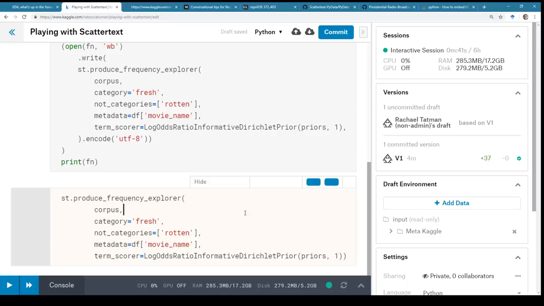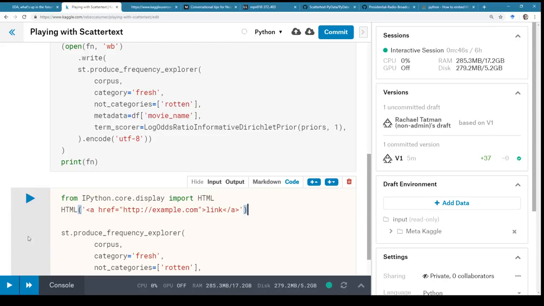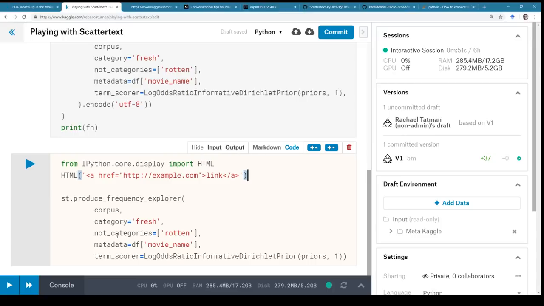So that is what's going to produce the HTML, that code right there. From IPython core display import HTML, display. Oh, okay. I don't know. I hit tab after that and it put some percentage signs in and I don't know what that is. That seems like a magic.